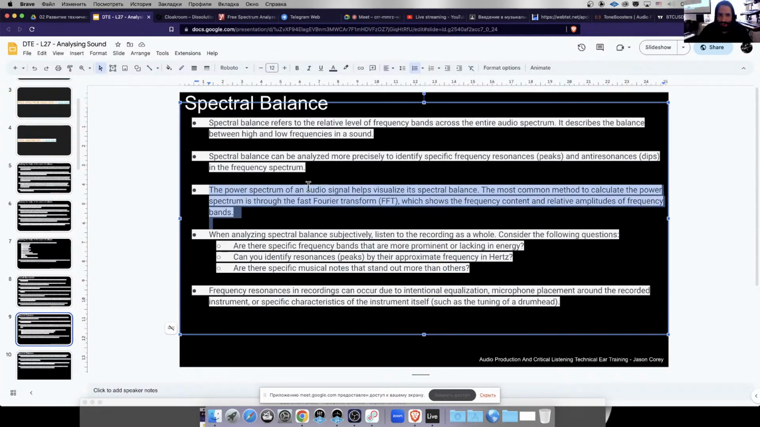So the power spectrum of an audio signal helps you visualize the spectral balance. The most common method to calculate the power spectrum, and this is exactly what we're doing right now, is to use an FFT visualizer. It shows frequency content and relative amplitudes of frequency bands. When you're analyzing the spectral balance subjectively, try to listen to the recording as a whole and ask the following questions. Are there specific bands that are more prominent or lacking in energy?